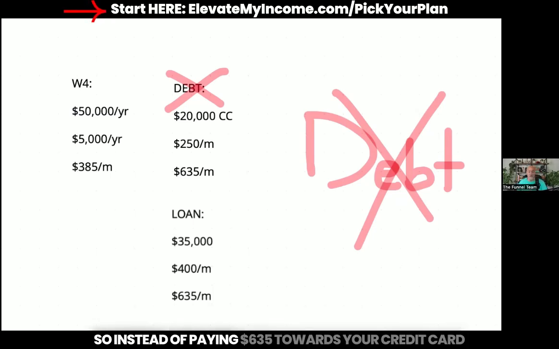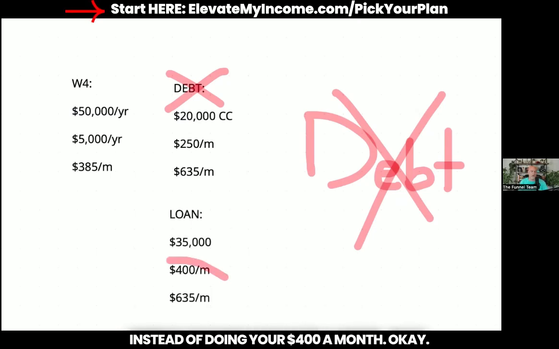So instead of paying $635 towards your credit card debt, now you're putting that towards your loan. So instead of paying $400 a month to chip away at your loan, which is going to take you a long time, now you can increase your monthly payments and do $635 a month instead of your $400 a month. So these are ways that you can give yourself a raise, you can increase your monthly income, and you can start decreasing your debt using the myEcon products and services.